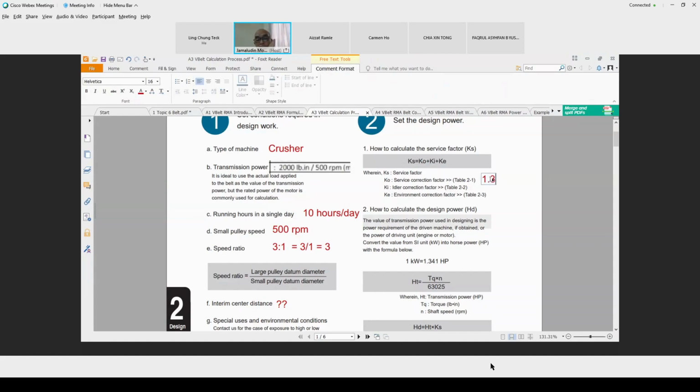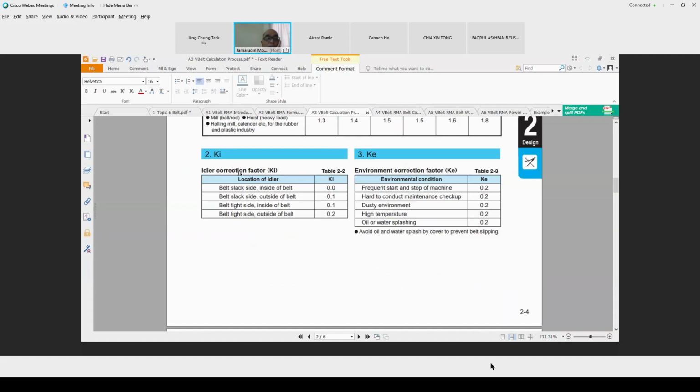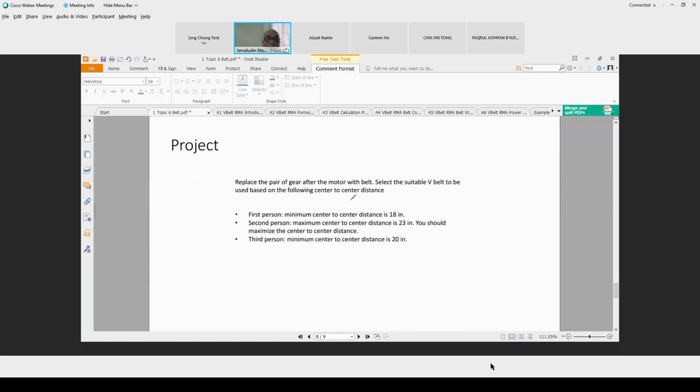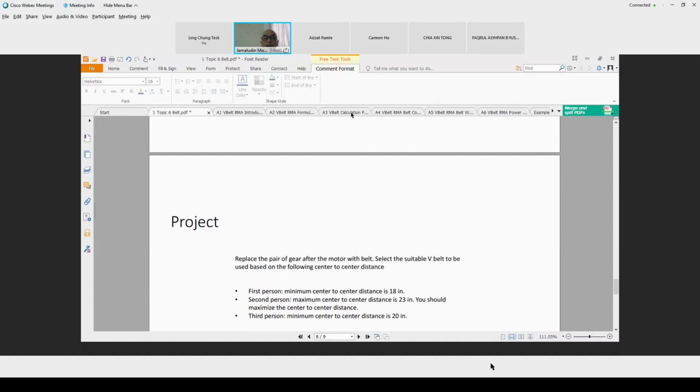Right. How to design? Okay, the idler correction factor is going to be Table 2.2. Okay, the idler correction factor is going to be this one. All right. How does this thing work? You see the notes here. What is the idler correction factor? Do I have? Oh, I do have the figure. Right. What is the idler correction factor?